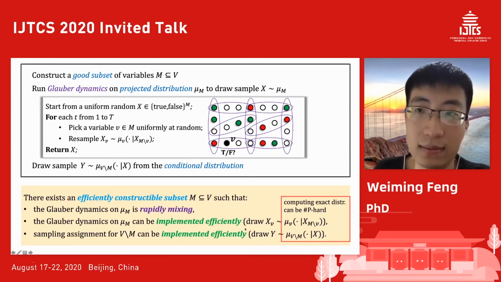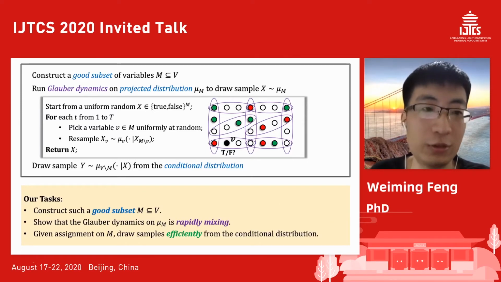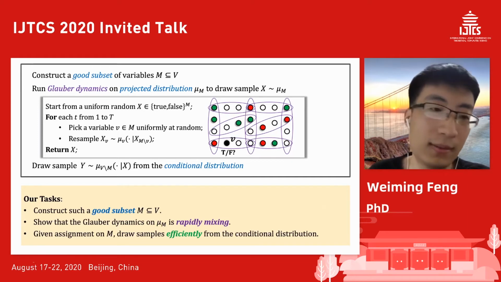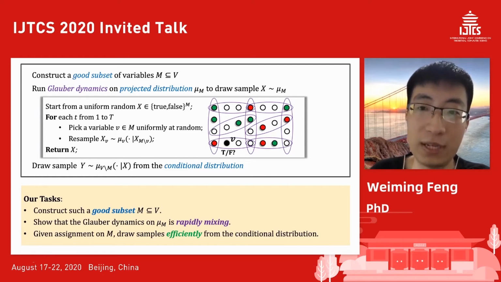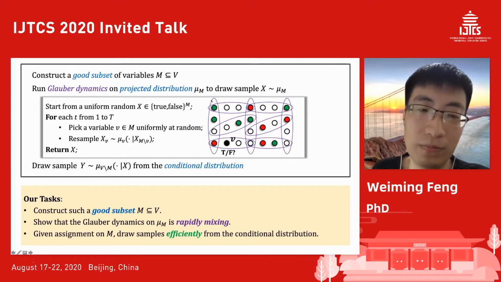Actually, the second and the third points are the same because both of them can be reduced to drawing from the conditional distribution. So we actually have three tasks. First, we need to construct a good subset M. Second, we need to prove the global dynamics on the projected distribution is rapidly mixing. Third, we need an efficient way to sample from the conditional distribution. We emphasize that the global dynamics is only on the set M and the conditional distribution is conditioned on the assignment of set M.